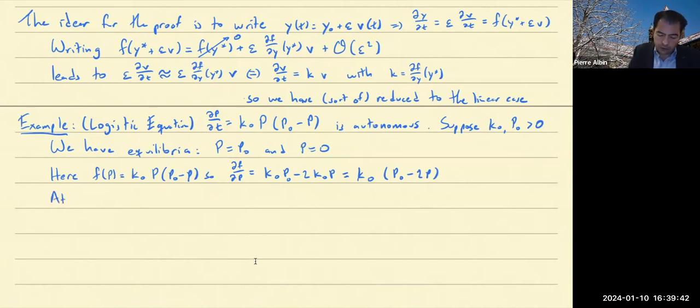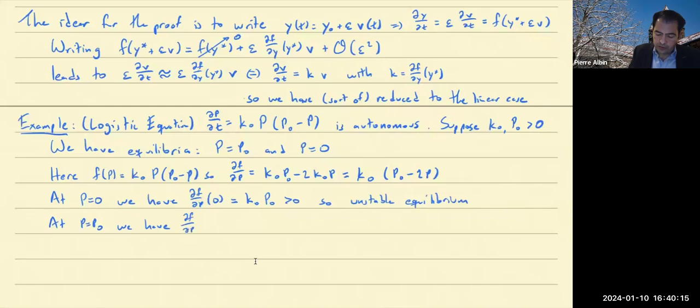Okay, so let's look at these two equilibria. At p equal to 0, this derivative evaluated at p equal to 0 is equal to k naught p naught, which is positive. So this is an unstable equilibrium, while at p equal to p naught, this derivative is equal to minus k naught times p naught, which is negative. So this would be a stable equilibrium.